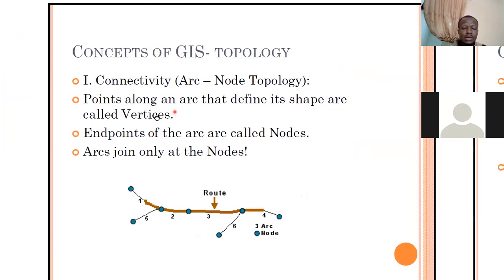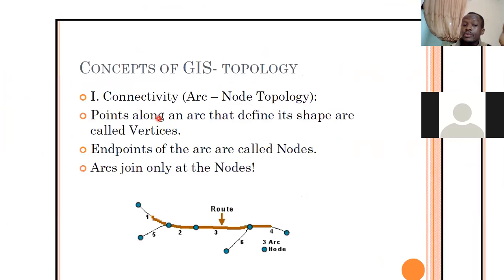Okay, so connectivity has three rules. The first rule is that points along an arc that define its shape are called vertices. In other words, when you have a line that seems to be bending, what you really have is a set of points along the line that is defining the shape of the arc. You see this in AutoCAD all the time.